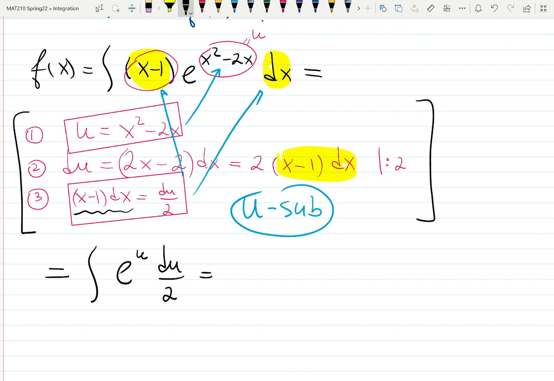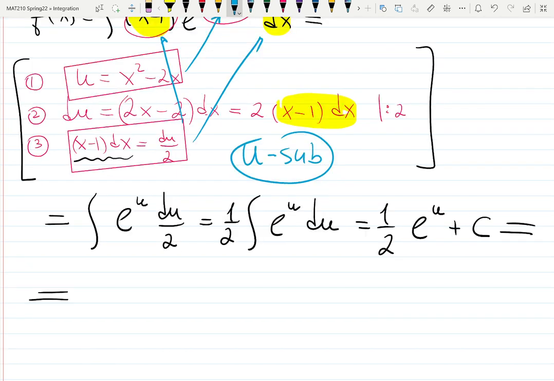And now it's the easiest integral you can imagine. Integral of e to the u du is the easiest one because it's just e to the u plus c. Now remember, nobody knows what u is except you, right? So plug back your u. U is x squared minus 2x. So the integral will be 1/2 e to the x squared minus 2x plus c. Put this in the box. This is f of x.